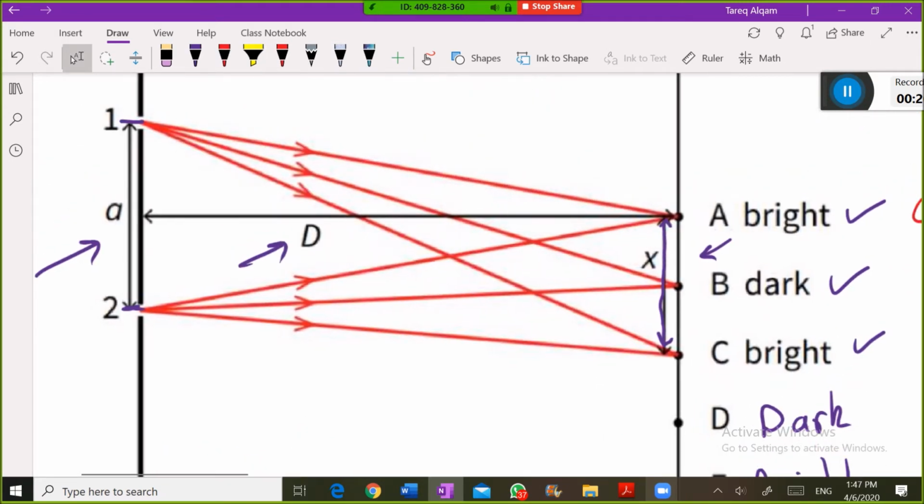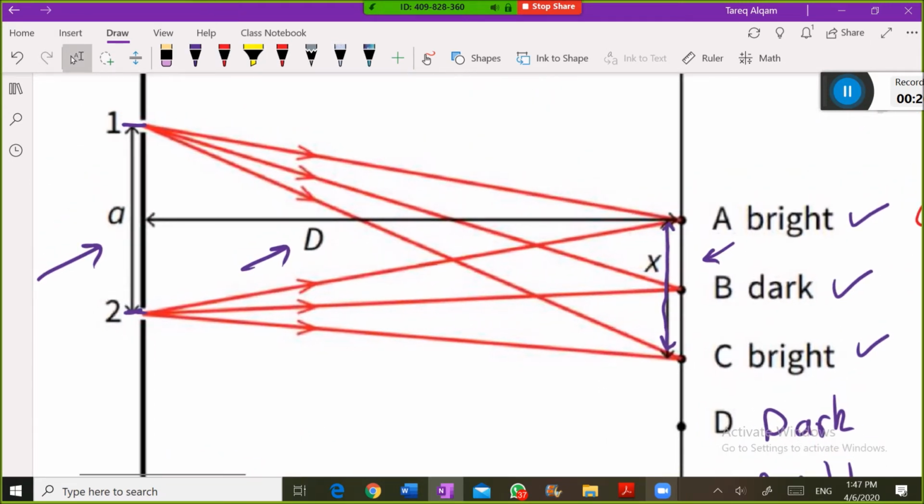Guys, the light that travels from 1 to B has a larger path than the light that travels from 2 to B. It's very clear that this length is more than this length. So how much is the difference between this path and this path? Because the first dark region.